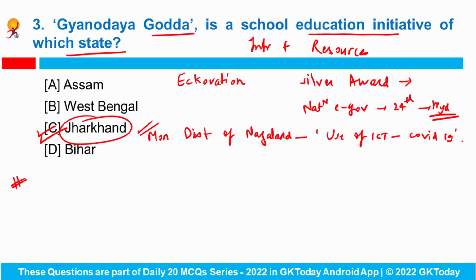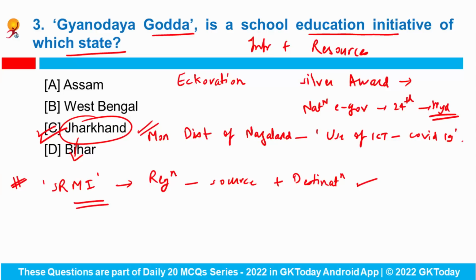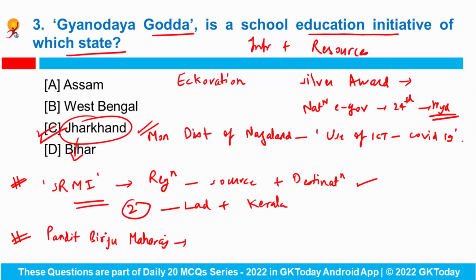Now talking about Jharkhand, it was in news few days back because of an initiative named Safe and Responsible Migration Initiative. So it aims for a systematic registration of the migrant workers in the source as well as in the destination district. So this program will basically help the state to analyze the movement of people through a formal structure. And also the state government of Jharkhand has decided to set up 2 labor consulates in Ladakh and in Kerala. Okay.